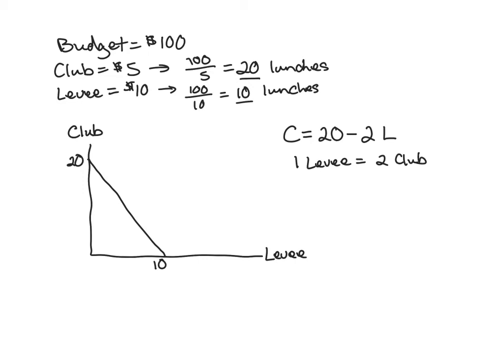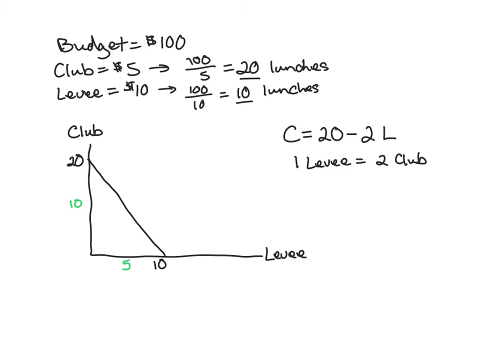The next part of our question asks, well, if Professor Smith chose to eat at the club 10 times and at the levy 5 times last month, does this fit within his budget constraint? So there are really 2 ways that we can answer that question. Is this combination of lunches affordable for Professor Smith?